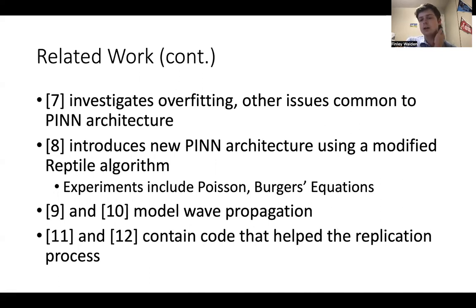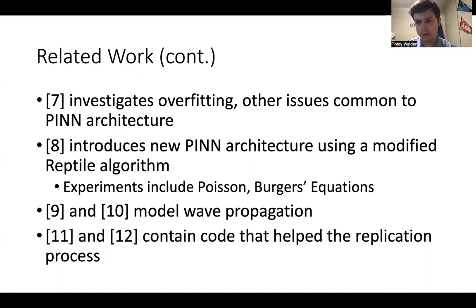Paper 7 investigates overfitting and other sort of failure modes and issues in the PIN architecture. And papers 5, 6, and 7 were really vital in my discovery that, because the architecture is so new, because research is limited, there are some major issues despite the PIN architecture's strength. 8 introduces a new PIN architecture using a modified reptile algorithm that was quite interesting, and this included some experiments.